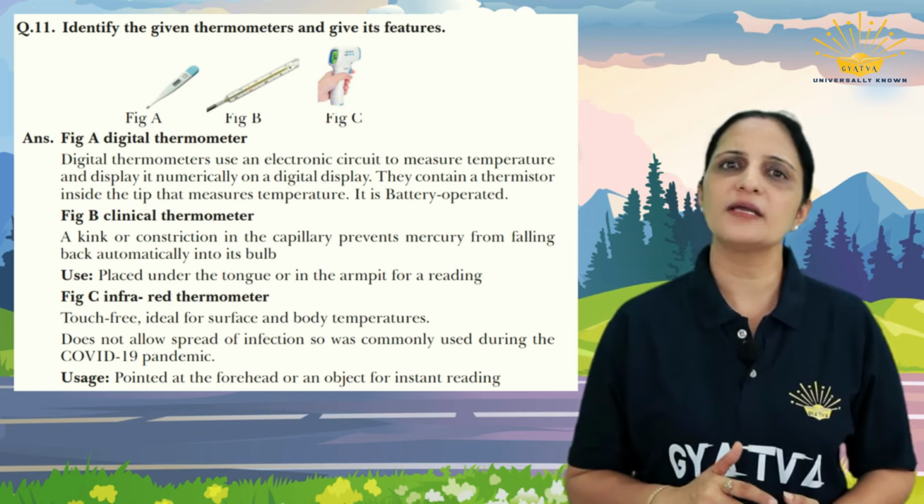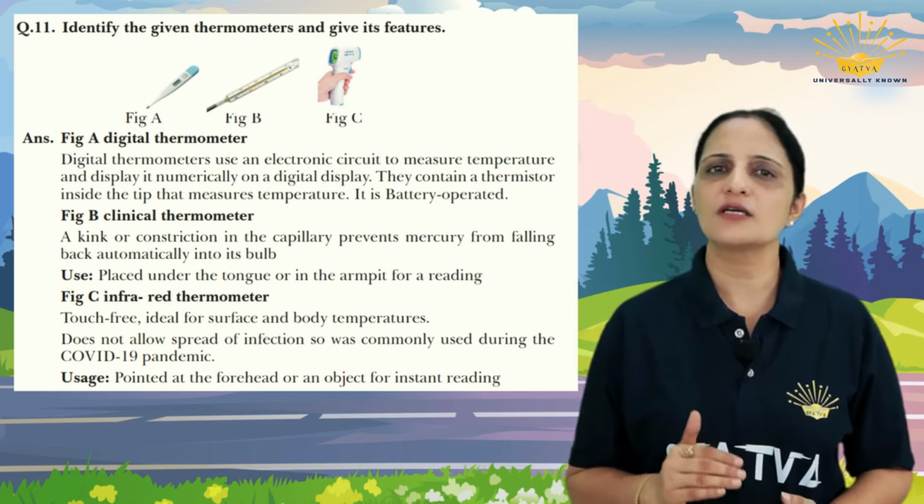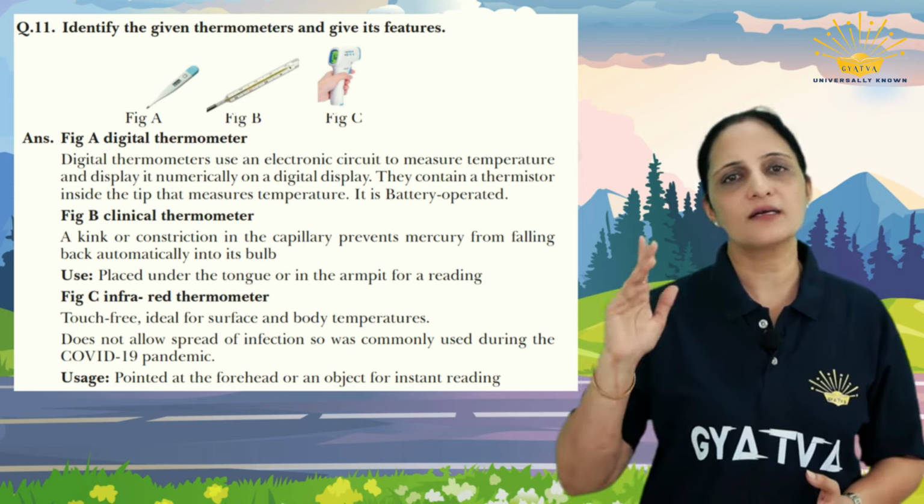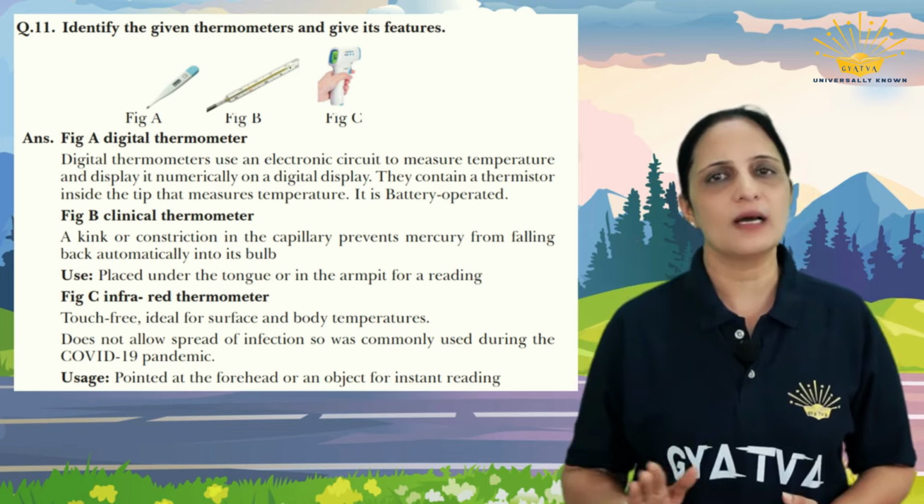B part, that is the clinical thermometer. Again, you must have seen this in your home too. A kink or constriction in the capillary prevents mercury from falling back automatically into its bulb.